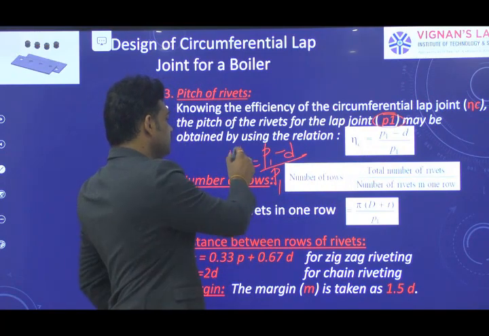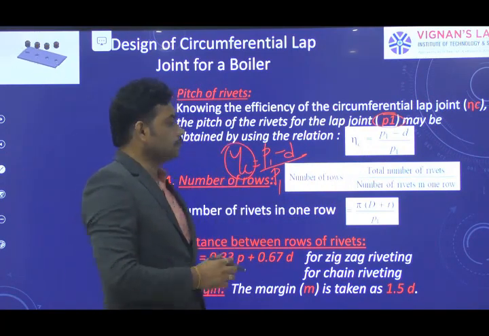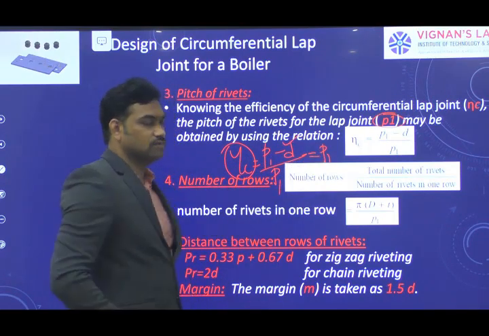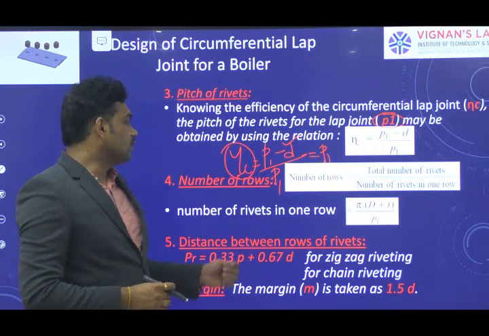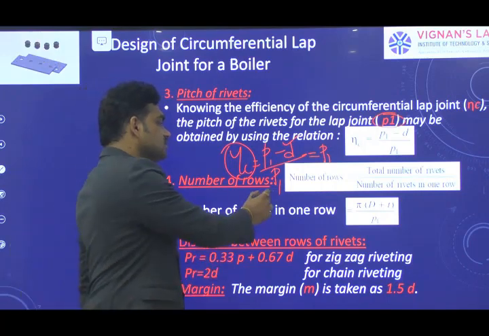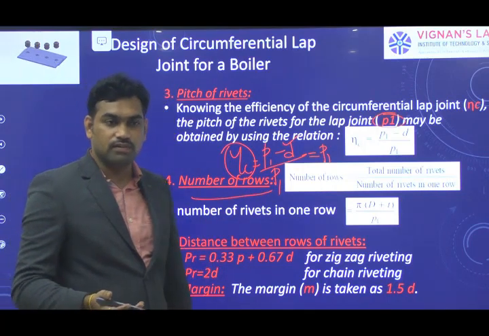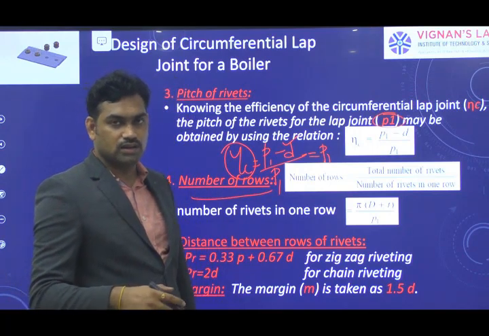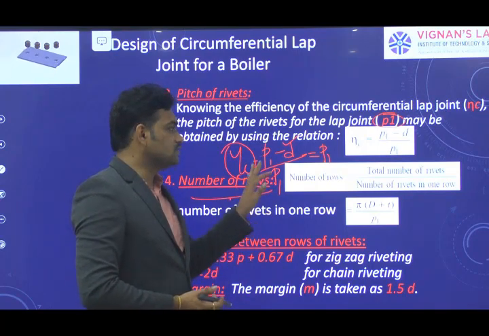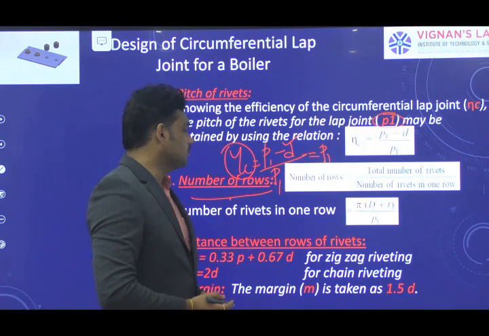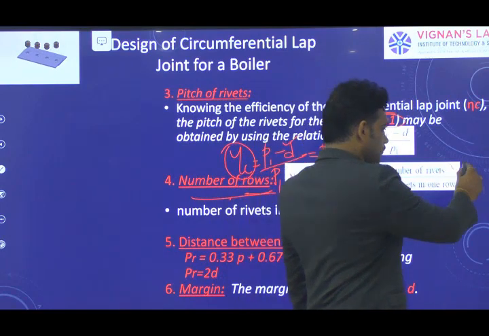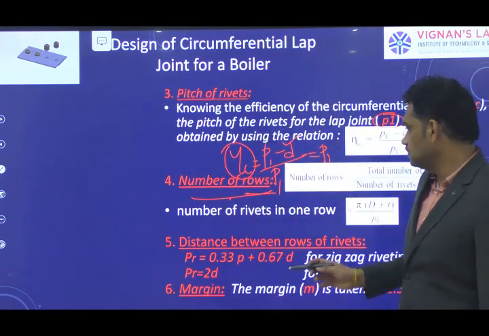So by using the efficiency of the circumferential lap joint, with the diameter known, you can find the pitch of rivets. After knowing the pitch of rivets and the number of rivets in the total joint, you can find the number of rivets in each row. If the rivets are few, instead I can use a single row of rivets, so there is no need to find the number of rows required. If the number of rivets is greater, then you go with the number of rows required. So the total number of rivets is known, as well as the rivets in each row.